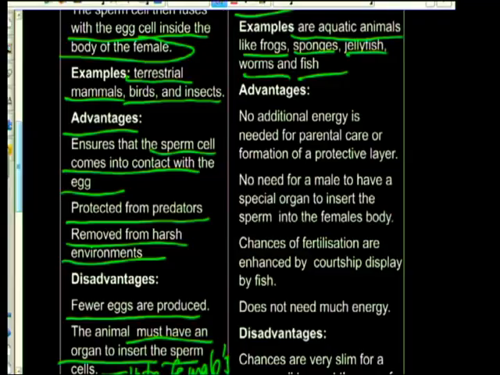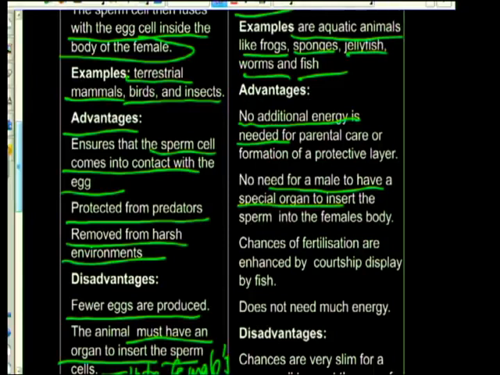Advantages: there's no additional energy required, because this organism is not growing inside the female's body. It's all happening outside. So there's no need for expended energy. There's no need for a male to have a special organ. For example, in the fish that have external fertilization, the male does not have a special organ. So through the cloaca, the eggs come out from the female, and through the cloaca, the sperm will come out from the male, and fertilization can take place in the water.